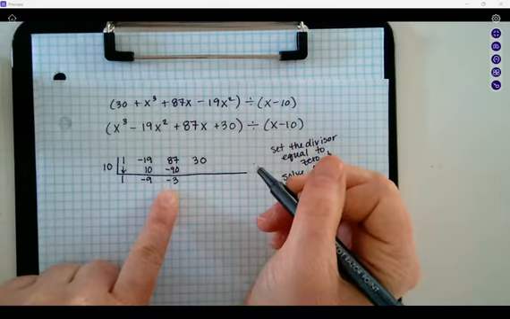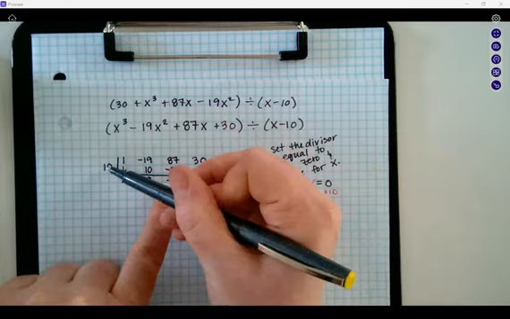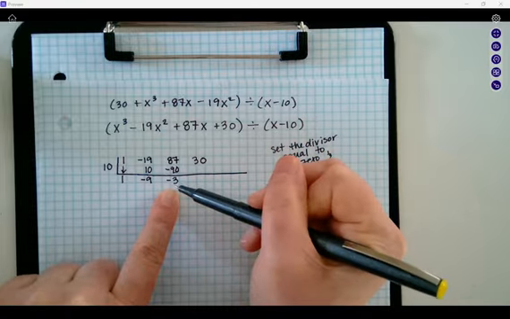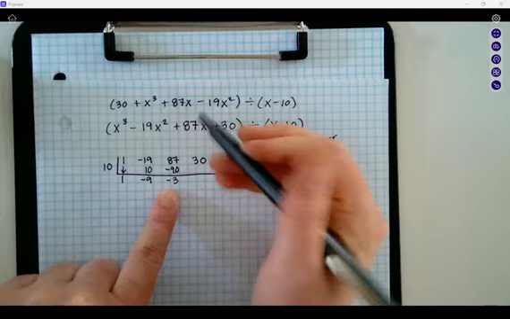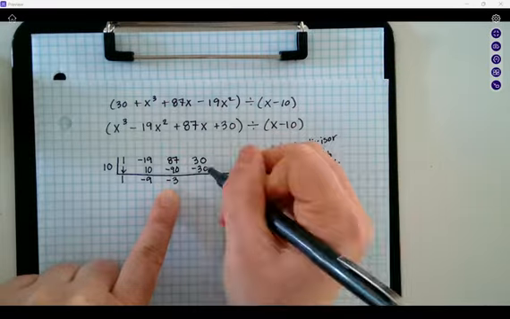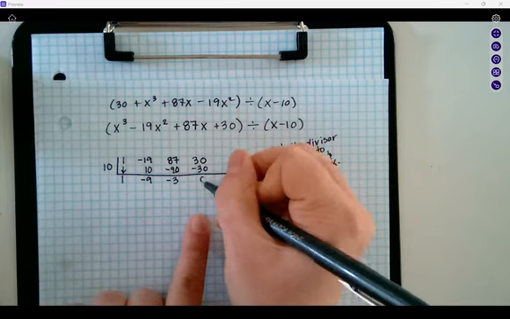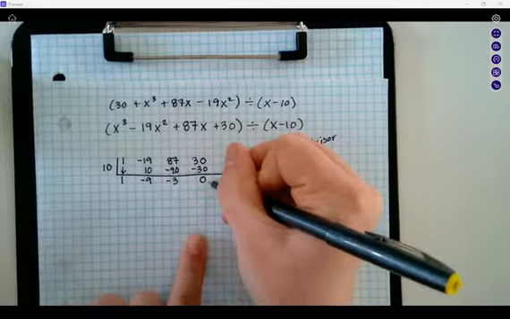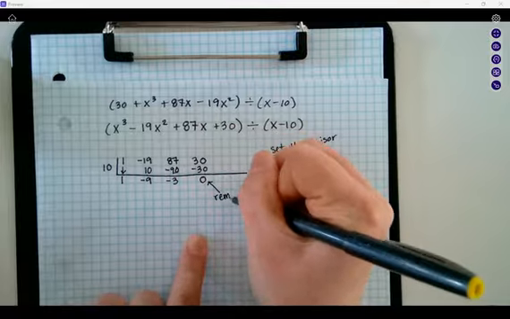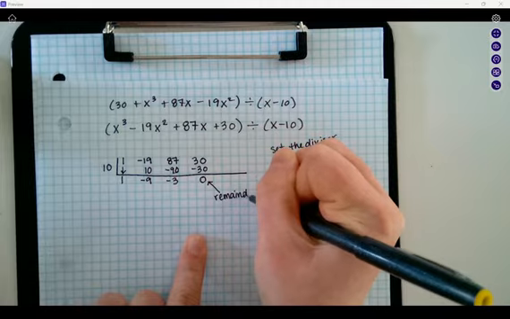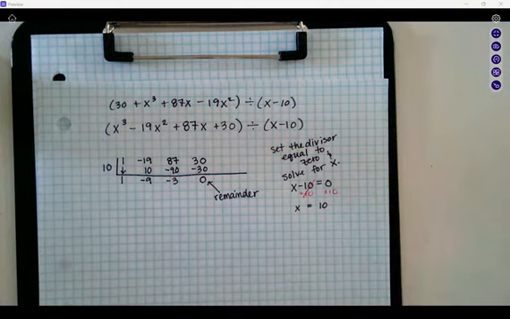And I need to repeat that process. I'm going to take 10, I'm going to multiply it by -3. So 10 times -3 is -30. And now I need to add this up. So I have 0. The very last term here is your remainder. And we don't have a remainder here.